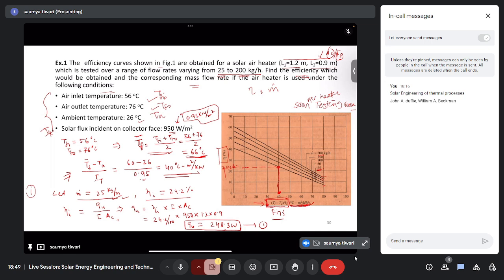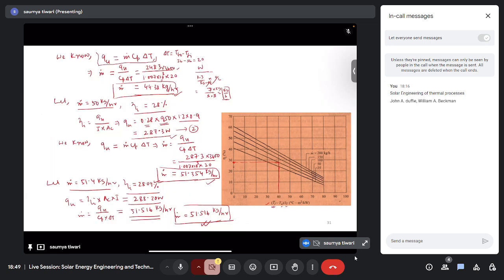We know the efficiency value, so we can calculate the q useful, the useful heat, right? We already know the value of IT, and we already know the area of the collector, which is given as 1.2 into 0.9. So you can calculate q useful. From q useful, we know that qu equals m dot cp delta t, right? From here we can calculate this mass flow rate value. If we calculate it, it will come to be 44.38 kg per hour.